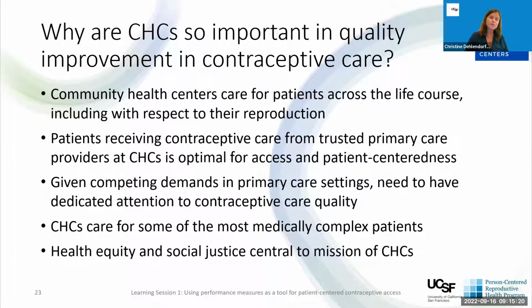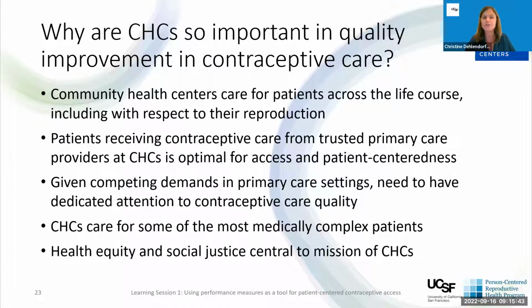Okay, so hopefully I have convinced you that we should be focusing on quality in a multifaceted way in contraceptive care and that there's room for improvement in contraceptive care. But why with community health centers specifically? Why, in addition to the fact that I'm a family doc and deeply believe in the mission of community health centers, why are you all so critical to this effort in quality improvement?